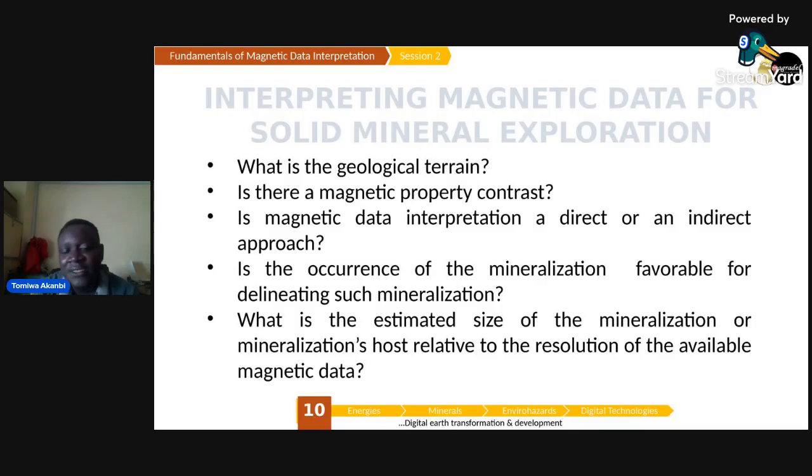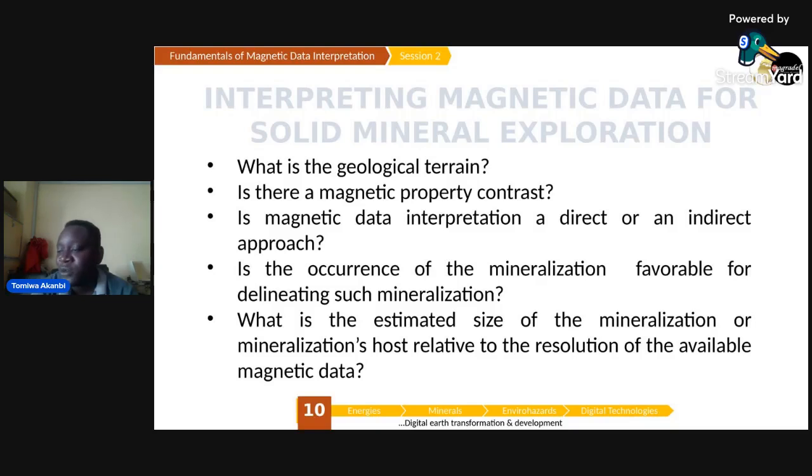So, like I said, if you are working with alluvial gold, for example, magnetic data is not going to do anything for you because your magnetic data is not sensitive to your gold itself. It is sensitive to the host of that gold. Okay, so for alluvial mineralization of gold, magnetic data is not going to really do anything for you.